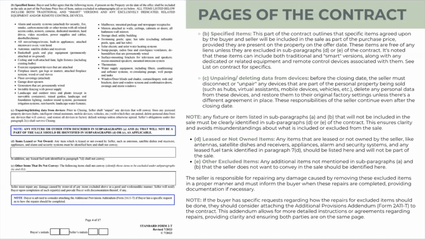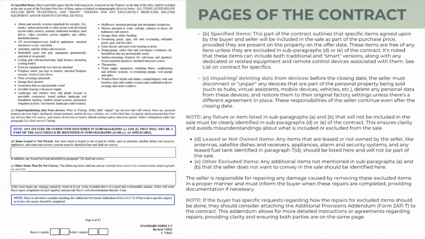D is leased or non-owned items. Any items that are leased or not owned by the seller, like antennas, satellite dishes, receivers, appliances, alarm and security systems, and any leased fuel tank identified in paragraph 7D should be listed here and will not be part of the sale. E covers other excluded items. So any additional items not mentioned in subparagraphs A and B that the seller does not want to convey in the sale should be identified here.